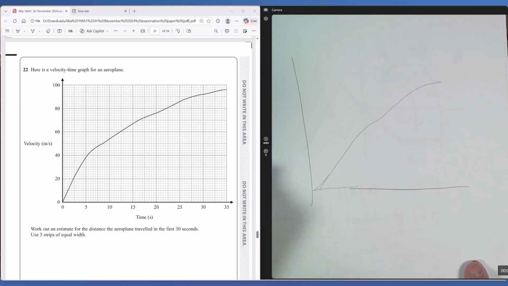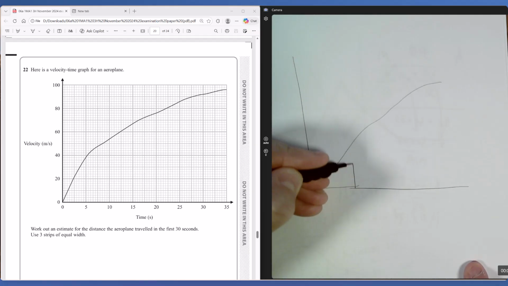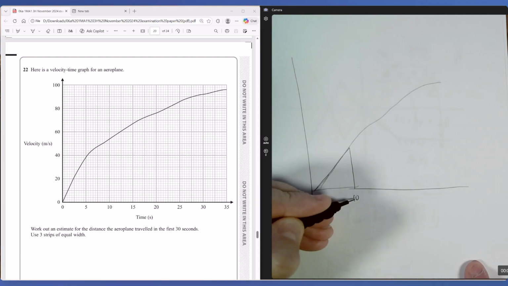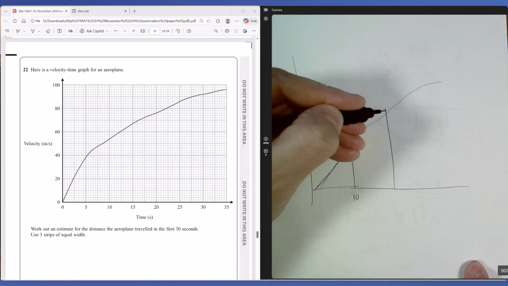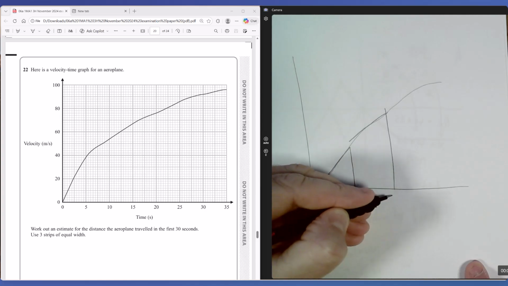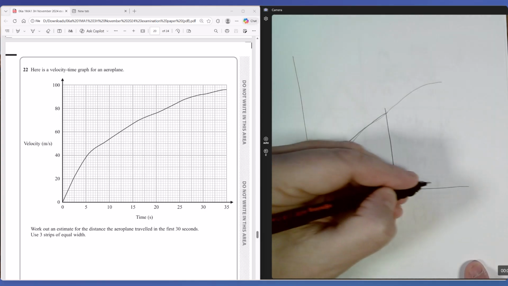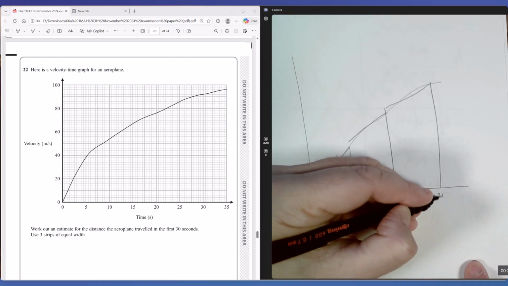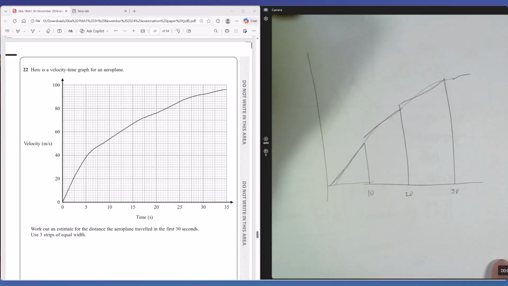So it goes to the origin here. So I would recommend we have a triangle there up to 10. And then we're going to have a trapezium here up to 20, and another trapezium here up to 30, and we're not worried about the last little bit there.